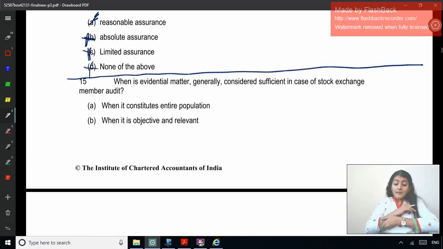When is evidential matter generally considered sufficient in case of stock exchange member audit? Now, first, when you see stock exchange member audit, it comes to your mind option. Okay, but then it's an MCQ, so we can attempt. When is evidential matter, whatever evidence you obtain in the audit, considered sufficient in case of stock exchange member audit? So, evidence which you get, when will you consider, okay, I think it's enough?